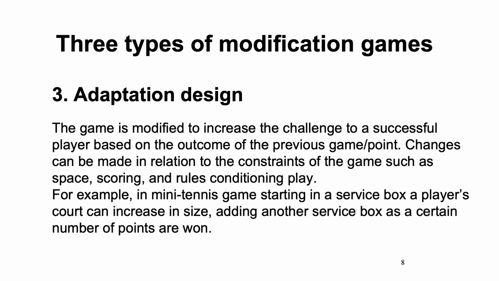Here the game is modified to increase the challenge to a successful player based on the outcome of the previous game or point. So changes can be made in relation to the constraints of the game, such as the space, the scoring, and the rules that condition how you play. For example, in a mini tennis game starting in a service box, a player's court can increase in size, adding another service box as a certain number of points are won, therefore making it more difficult for that player, and the other player has more space to hit into.